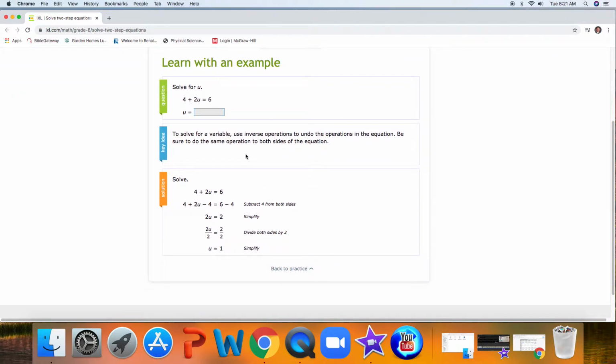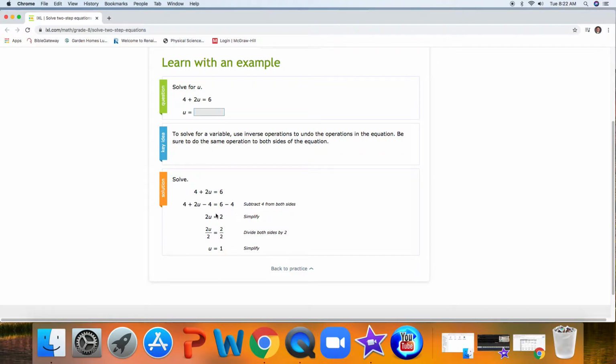In this first example, you've got 4 plus 2u equals 6. So you've got addition and multiplication happening in this expression. The inverse of those obviously would be subtraction and division. Now which one of those do you do first? Well, with addition being the last in our regular order of operations, it becomes first in our reverse order. So I subtract 4 from one side. If I do that to one side, I do it to both sides.